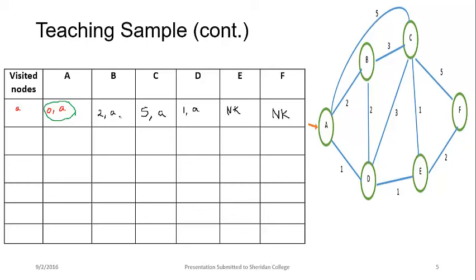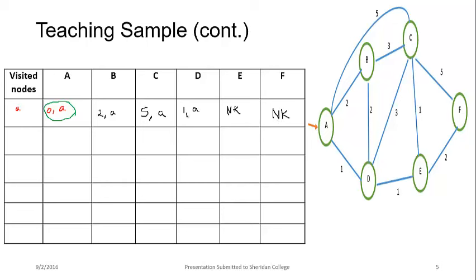Now, you might ask, why A, A, A? Well, A stands for a visiting node. So you are in A, it means that you needed two units to visit B from A. From A, you need 2 units of distance to visit B. Now I come to this row and check which cell is the minimum distance apart from this one here. So I can see 2A, 5A, 1A, and NK, not known, that we don't know.